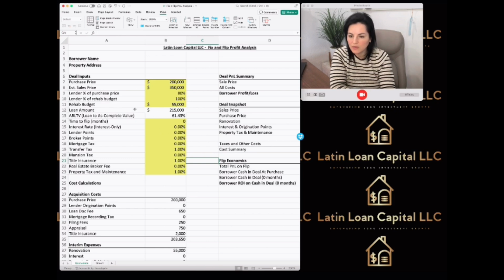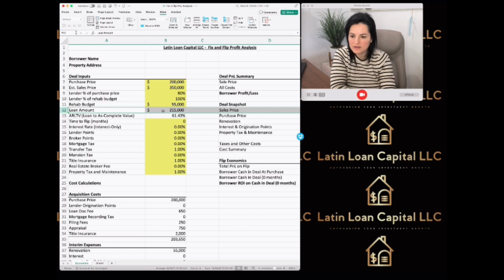Okay, now right here you're going to have your loan amount, right? It will be 80% of the purchase price plus 100% of the rehab budget. This will be your loan amount. The loan amount is what you're gonna be paying interest on, the percentage.